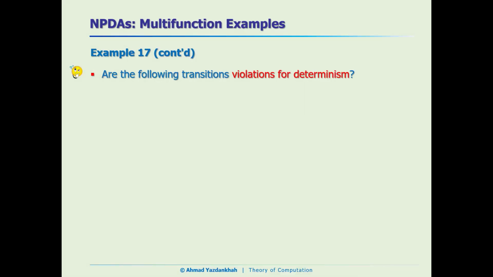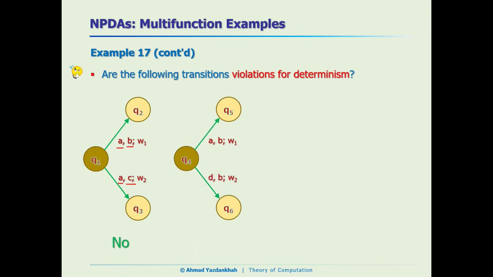We have more situations. How about this one? This one says the input is A and the top of the stack is B, but the other has input A and the top of the stack is C. So definitely it's not a violation. How about this one? This one is again not a violation because the input symbol is different.